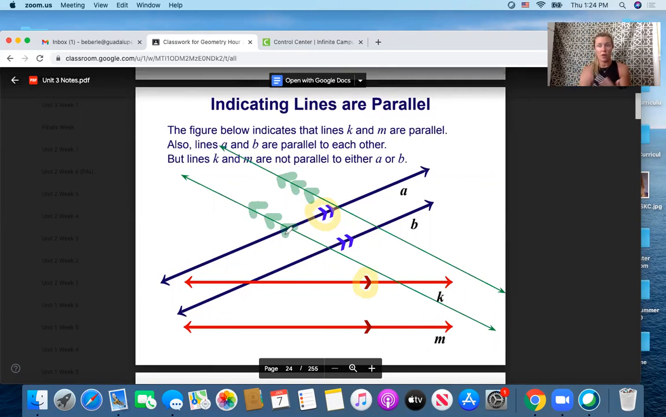Okay, so notice the red ones each have 1 set of lines, the blue ones have 2 sets, and the green ones have 3. So there are 3 different sets of parallel lines in this picture, and each one is denoted differently based on the number of arrows on that line.